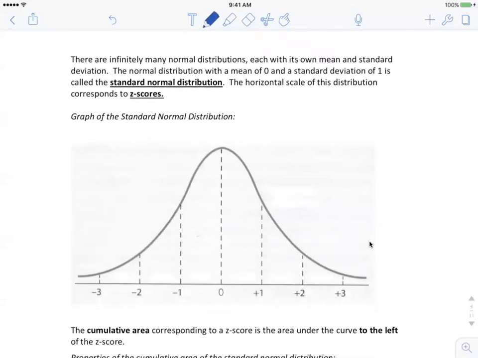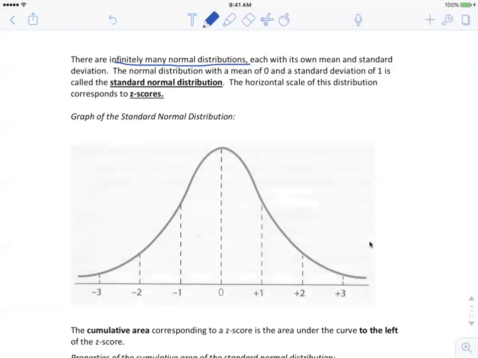Now there are infinitely many distributions, right? They're all based off of two values, the mean and the standard deviation. When the mean and standard deviation change, it's going to change the shape. So they're all bell-shaped, but how high they are, how spread out they are will differ.